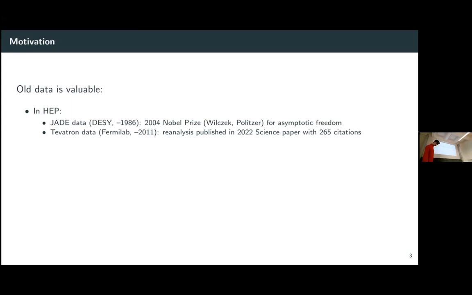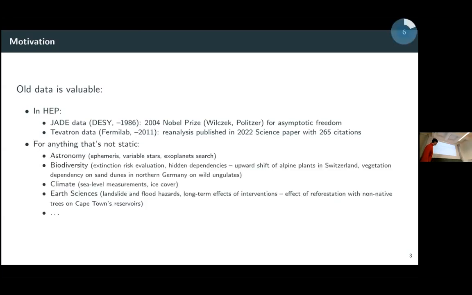And outside of physics, of course, essentially any area that cares about a system, a field that changes with time, that's not completely static, benefits from old data. So I'm not going to cover all the examples listed here, but astronomy, for instance, is an obvious candidate, right? Observational astronomy in particular is essentially built on historical data. The most interesting stuff is about changes in the sky, and you can only see if change happens if you have all the data to compare it.